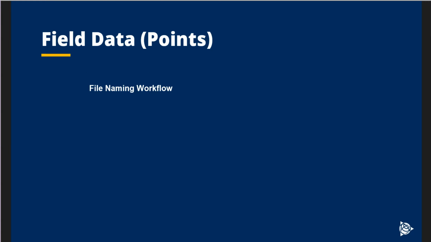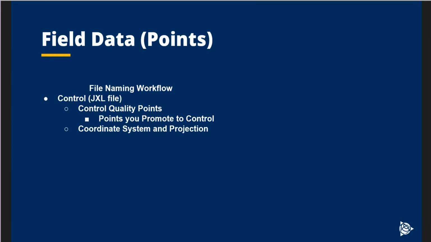So it's worth it. Let's talk about naming, file naming workflows with your control files, right? The JXL file that you can export from the data collector, from Access, or from TBC after you've promoted your control point with whatever method you've decided to evaluate your control. That JXL is important because you can't get in there in the collector and monkey with it. So you just basically take that JXL control file and you convert it daily to your daily working file, right?